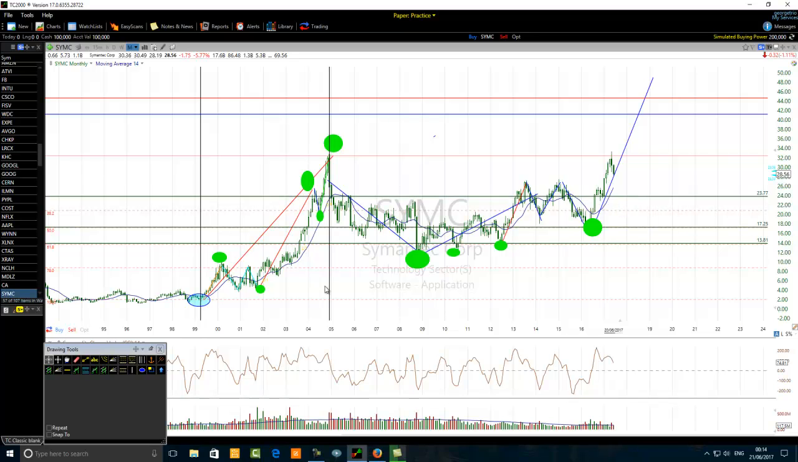So now we see five waves. It pulled back to the 50% Fibonacci, between the 50% and 61.8% Fibonacci retracement level, and then you start counting waves on the monthly chart like this. Very often, this can lead traders into trading mistakes.